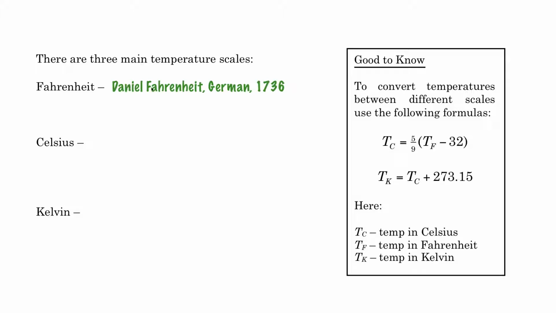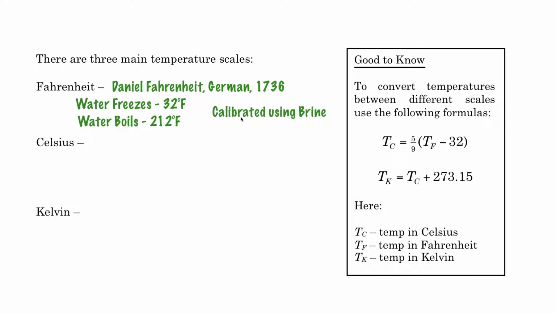It's named for Daniel Fahrenheit. He was German, and he's credited with this work around 1736, so quite a few centuries ago. Of course, here water freezes at 32 degrees Fahrenheit, and water boils at 212 degrees Fahrenheit, just to give you an appreciation for what these numbers look like. And this was calibrated using brine, so seawater was how Daniel Fahrenheit calibrated his temperature scale.